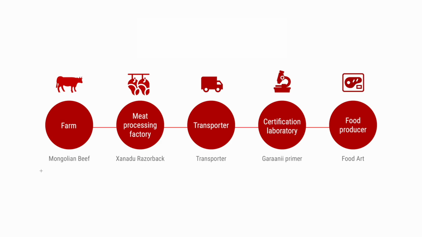Hereby, I'm showing how Smart Hub can be used by various actors in the supply chain. In this use case, the supply chain has 5 actors. A farm feeding cattle. A factory processing meat. A transporter shipping the processed meat. A laboratory issuing test results and certificates for the meat. Finally, a food producer making food products with the meat.